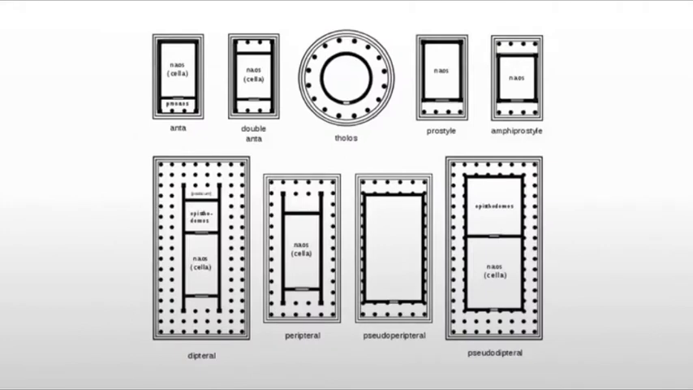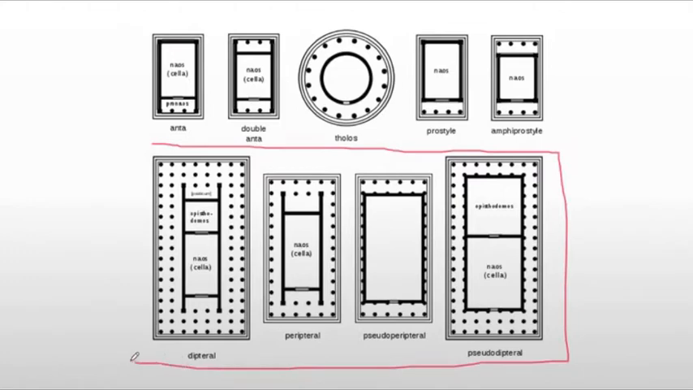Now, there's different styles of temple. We're not going to worry about most of them. What I want you to look at is this series down here, and look at the overall ratios. We go from a 1 to 3 ratio to a 1 to 2 ratio. We'll do it that way.